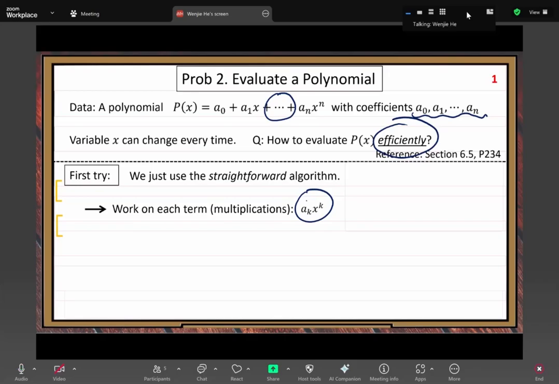Another question I want to ask you. How many multiplications do we need in terms of k? This time k is given. You need to tell me how many multiplications we need to find the value of this term. This term we call a monomial. One term of a polynomial, so we call it a monomial.